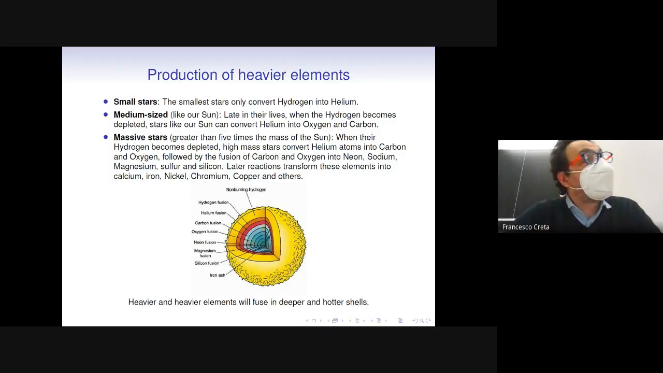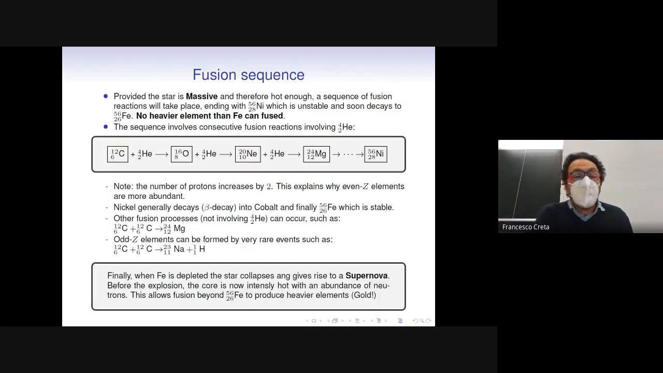However, we do have heavier elements in the universe than iron. For example, gold. Gold is much heavier than iron. So there is a sequence in these massive stars. This is the sequence. I won't go into any detail, but no heavier element than iron, Fe, can be fused anymore. Now I'll try to explain why.